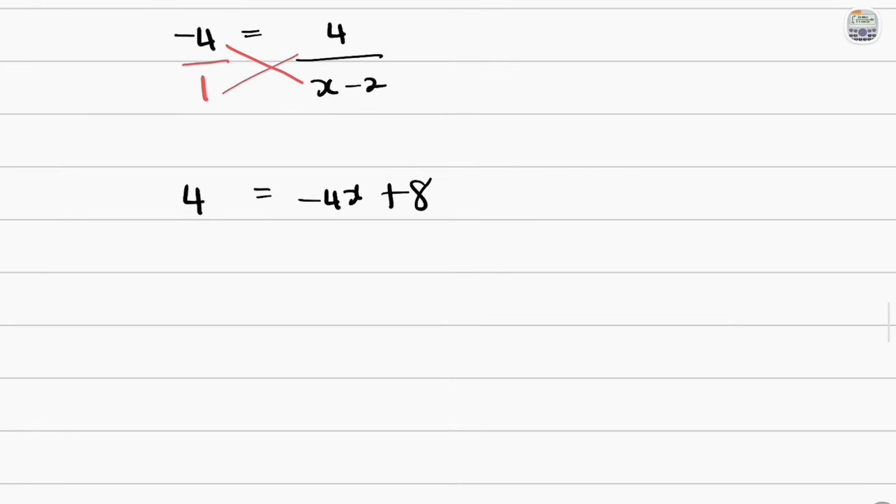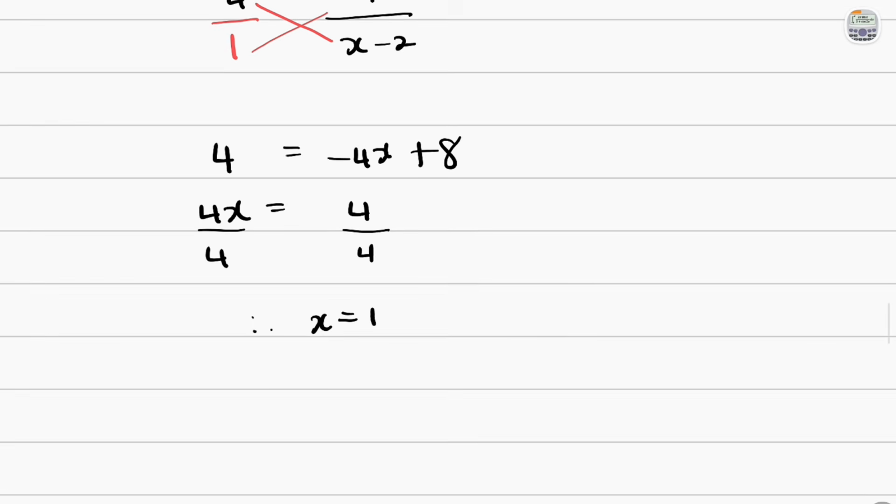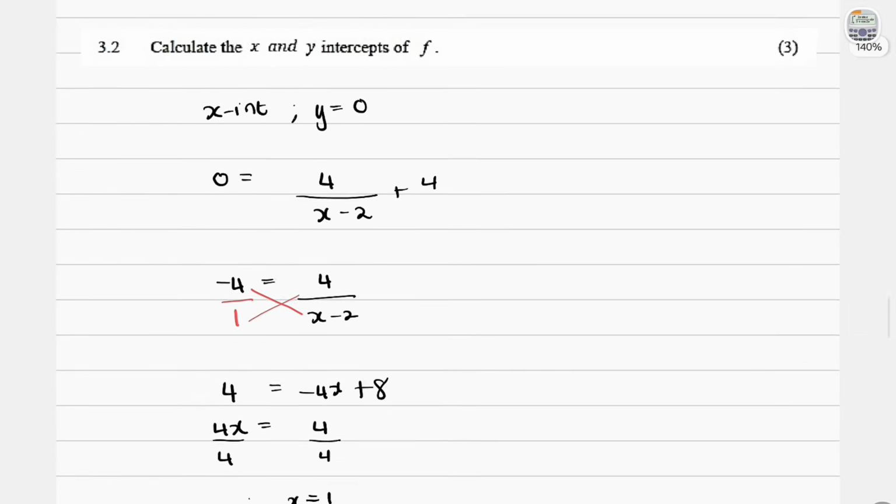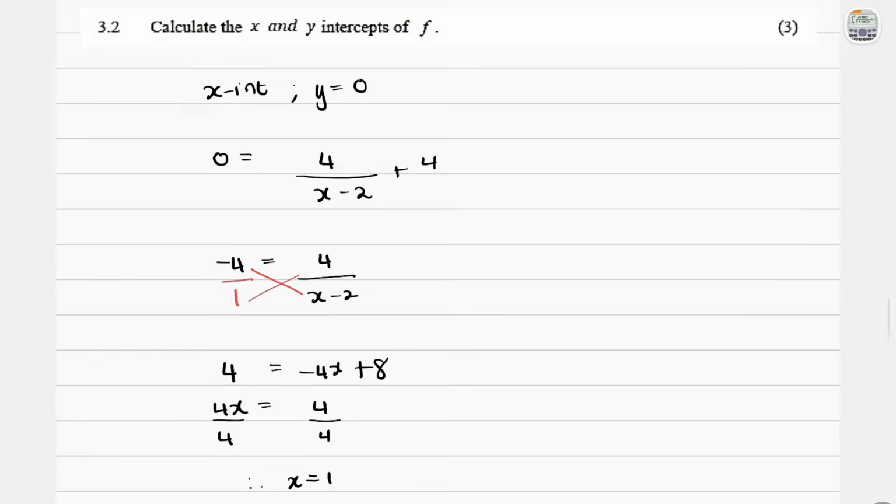And now we can transpose this to make it positive 4x is equal to 8, and transpose the 4, so 8 minus 4, which gives us 4. Divide both sides of the equation by 4. Therefore, x is equal to 1. So that is our x-intercept. x is equal to 1.